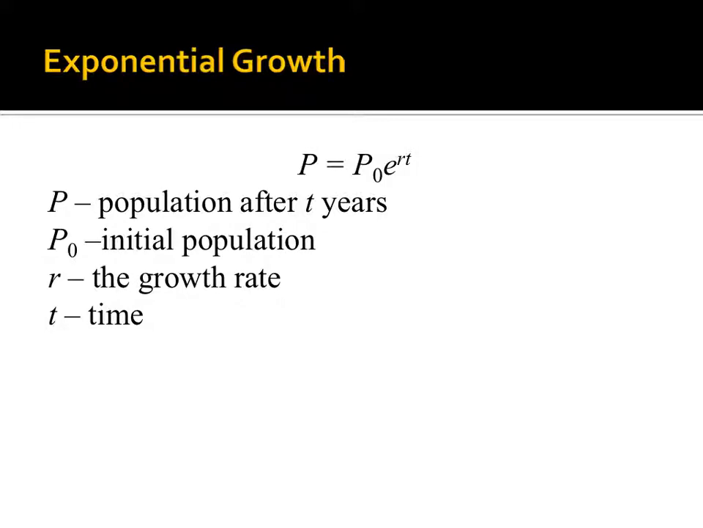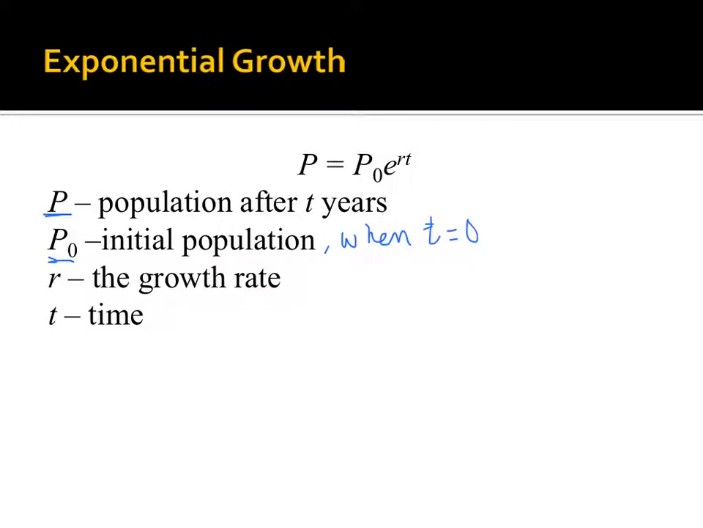Here the formula looks very similar to the exponential compounding interest continuously. In fact, it's the same exact model, except the variables have different meanings. For example, P stands for the population after t years. Remember, this is a model, so it's predicting the population after so many years. P naught is exactly what the population started with when t was 0. That's something we forget to mention, but initial population means this is when t is 0, when we start.